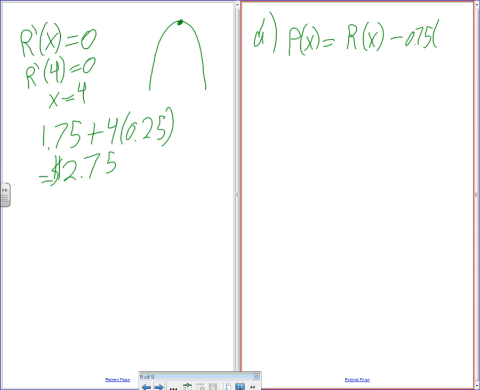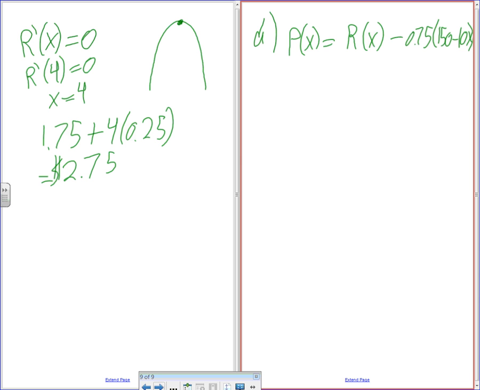Times 150 minus 10x. Okay. Is that making sense how we got that profit equation? So then if we figure that out. Okay.